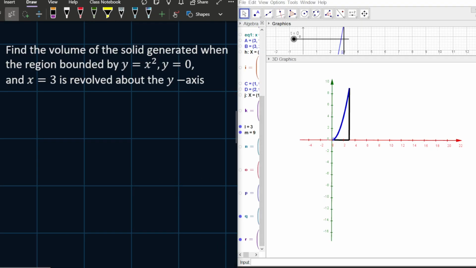So let's consider this first example. Find the volume of the solid generated when the region bounded by y equals x squared, y equals 0, and x equals 3 is revolved about the y-axis. Kung mapapansin nyo, ito yung same region na kinonsider natin dun sa discs or washers. Okay? So what we're going to do, i-drawing muna natin yung visualization natin bago natin ipakita yung itsura niya using GeoGebra. Okay, visualization natin.